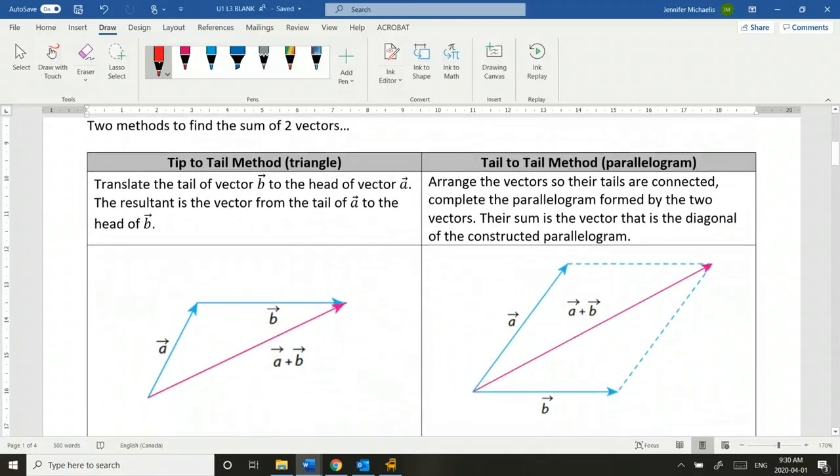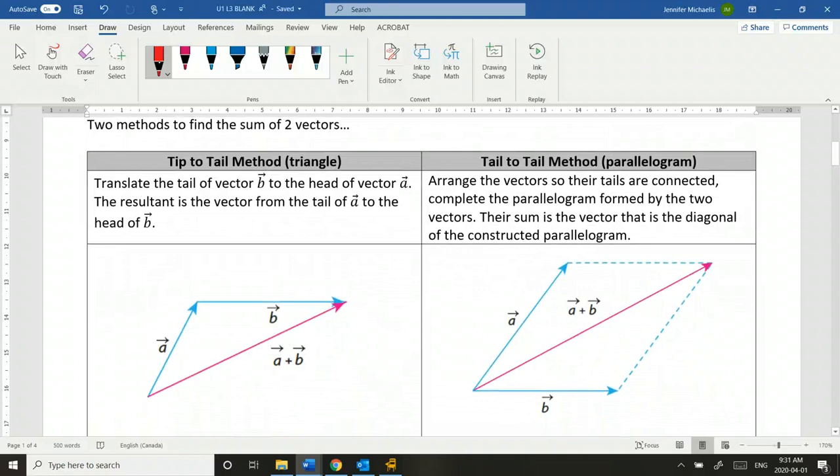Okay, so when you're summing two vectors, there are two ways that you can set this up. One of them is called the tip to tail method, and that's when we create a triangle. If I have two vectors, A and B, I'll place them tip to tail. If I want to do A plus B, I will put the tail of B at the tip of A, and then the resultant vector starts at the tail of A and meets with the tip of B. So this pink vector that you see here is the resultant of adding A and B.